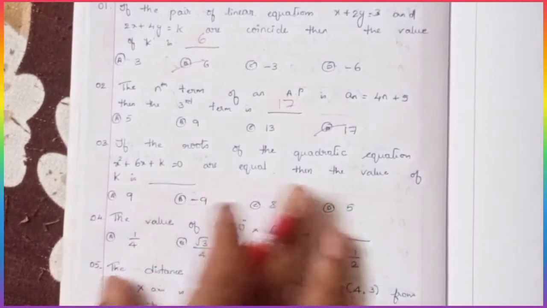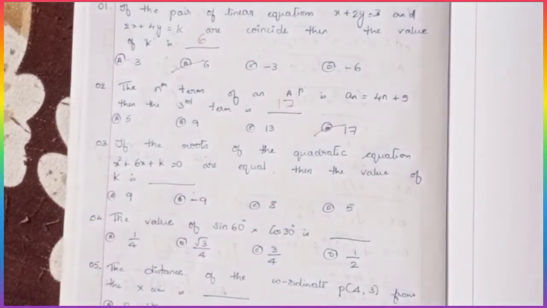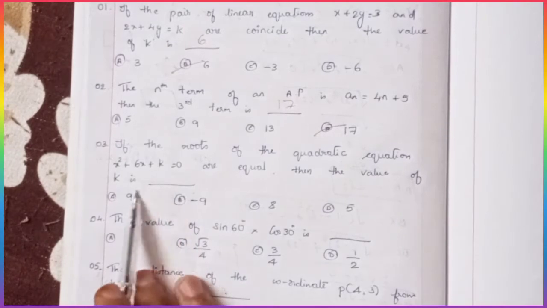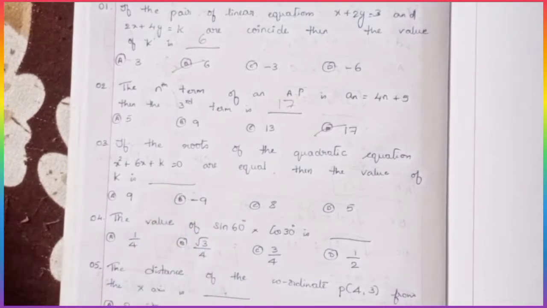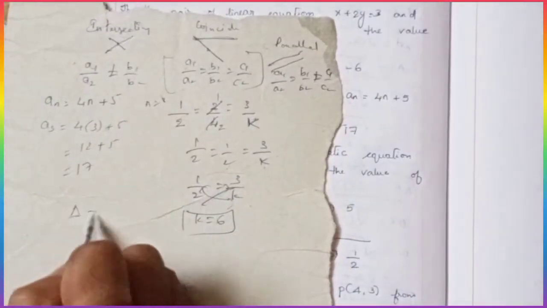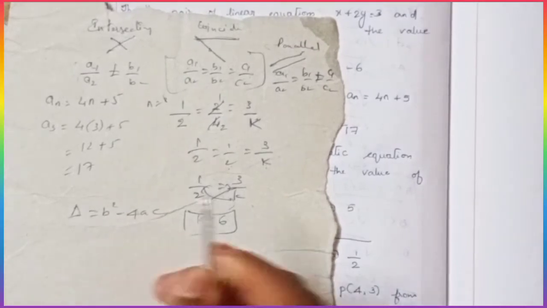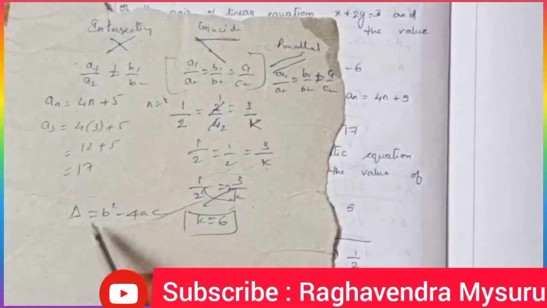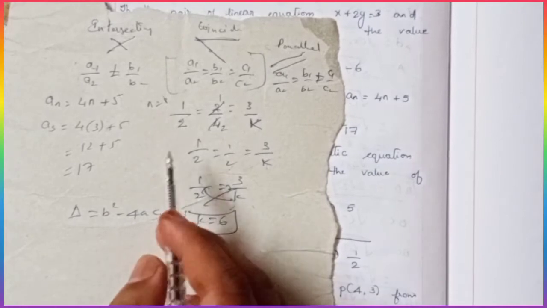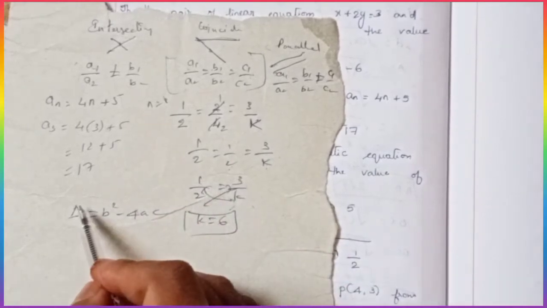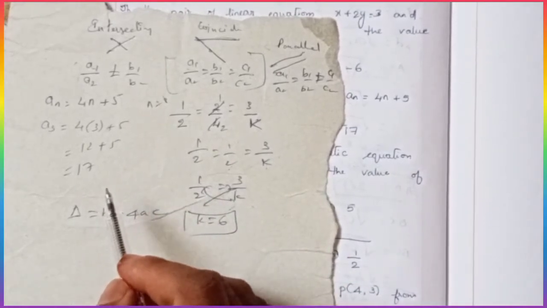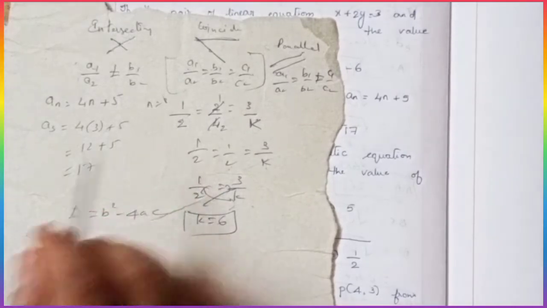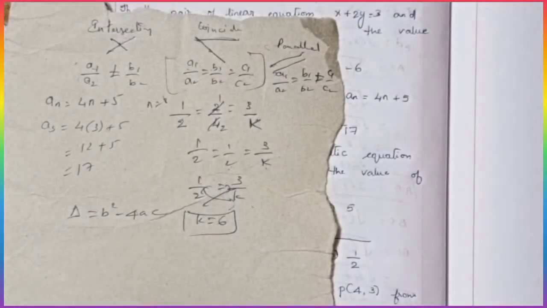If the roots of the quadratic equation x square plus 6x plus k is equal to 0 are equal, then the value of k is? So friends, this question is particularly with respect to the discriminant delta. We know that in a quadratic equation delta is equal to b square minus 4ac. There are 3 types of roots that we are going to get. When the value of delta is greater than 0, the roots are real and distinct. If the value of delta is less than 0, that is negative, the roots are imaginary. And the last one is when delta is equal to 0, the roots are equal.